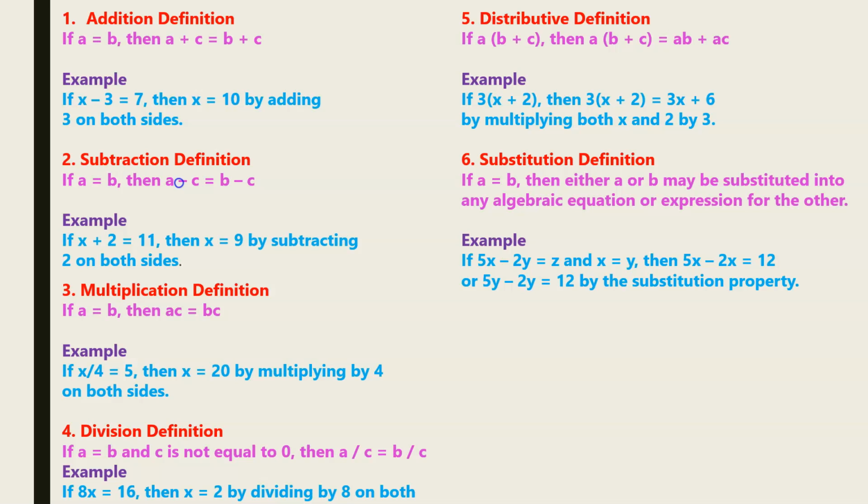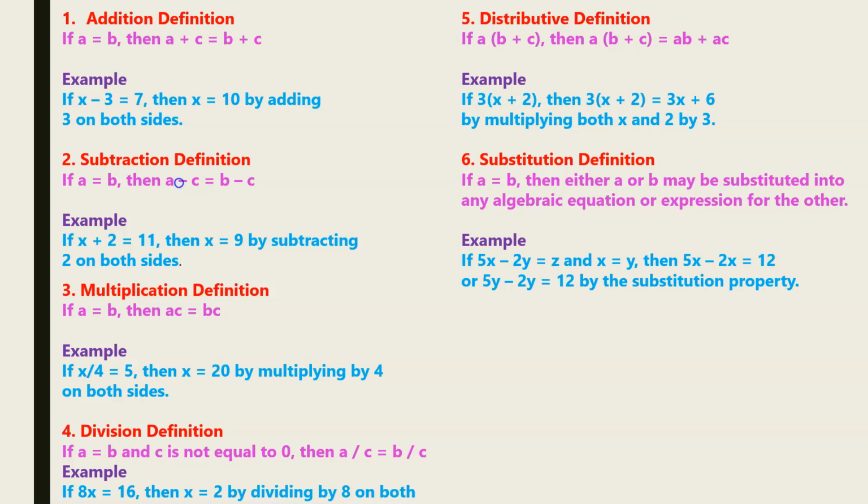Division. We divide both sides by the same number. However, we have to set up a condition that this number is not equal to 0 because we cannot divide by 0. If we divide by any number which is not equal to 0, it will be A divided by C equals B divided by C. The example will be here. We have 8x equals 16. By dividing both sides by 8, we have x equals 2.